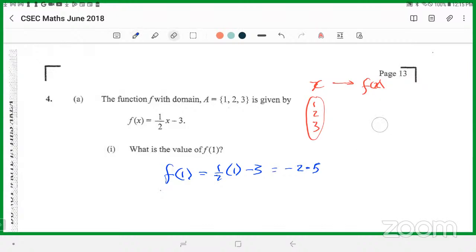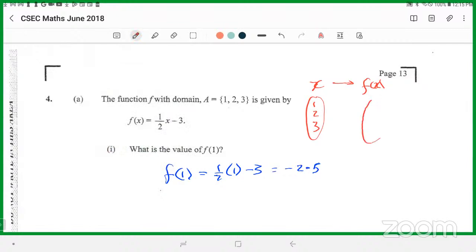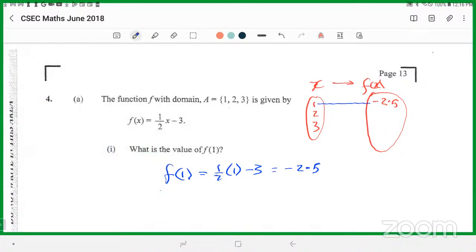So let me put the value inside the mapping diagram now. We're going to show the full shebang on this question. Negative 2.5. So that's the mapping diagram. All right, negative 2.5. Let me write it in here. Negative 2.5. So the mapping shows that 1 maps to negative 2.5 using the function f.